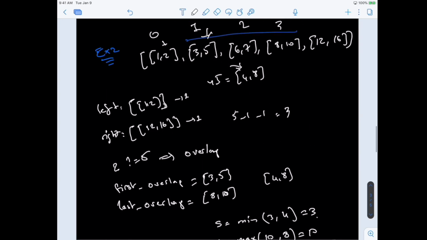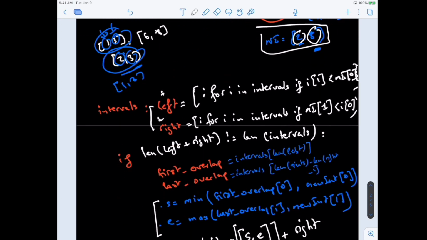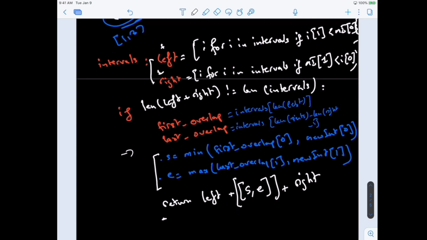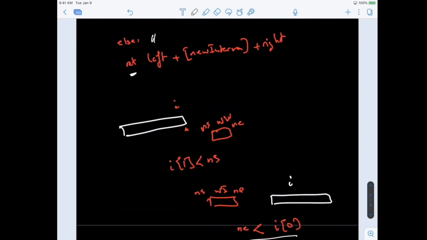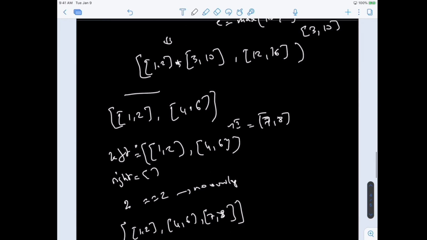Now, if we think about the time complexity of this solution, we do this left here, which is O(n), and getting the right side is O(n). This here is O of 1. We are not doing anything extra. And this here is O of 1. So overall, it's an O of n solution in terms of time.